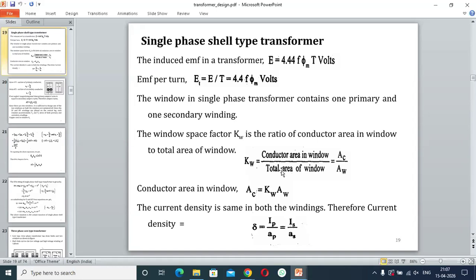and the current density in both the bindings will be given as delta is equal to IP divided by AP, and that will be also IS upon AS. So how much current will flow from any winding, that will become IP upon AP and IS upon AS. These are the two other important things.